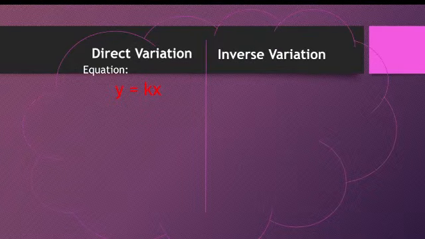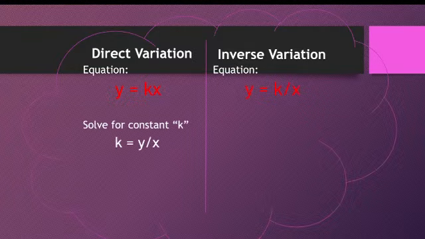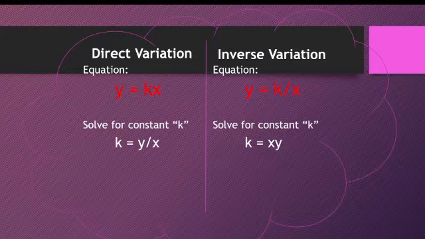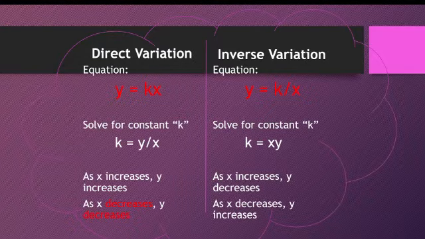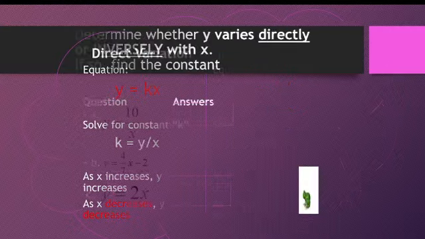Okay, ano pa? So, in equation, y is equal to kx for direct. For inverse naman, y is equal to k over x. Tapos, when we are going to solve for the constant, that is k is equal to y over x for direct variation. And then for inverse, we have xy. As x increases, y increases sa direct variation. As x increases, y decreases in inverse. Tapos, sa kabaliktaran naman, as x decreases, y decreases in direct variation. And in inverse variation, as x decreases, y increases. So, yun yung mga comparison natin sa direct and inverse variation.